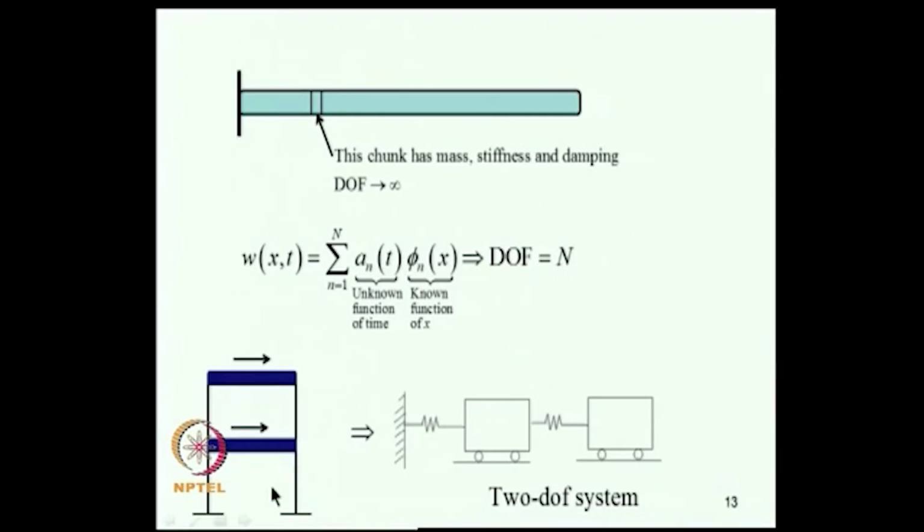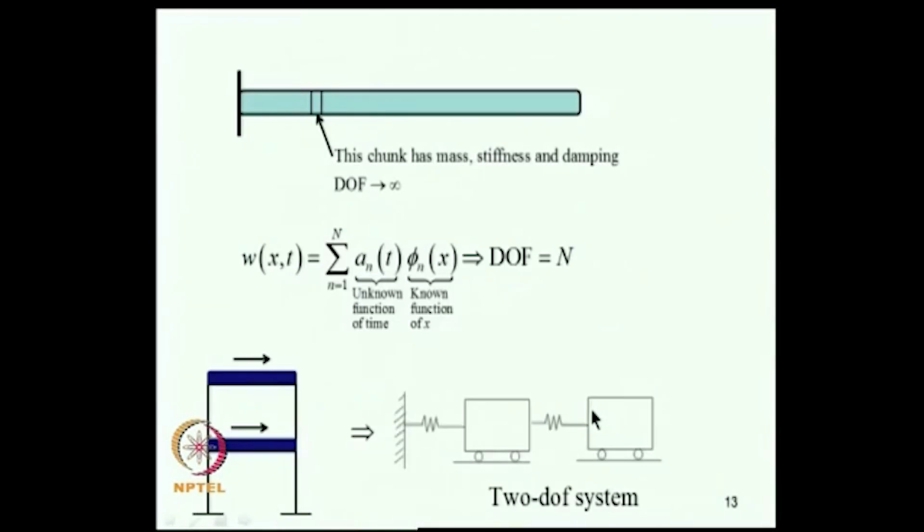Now, if you take a 2-story building frame, and if you assume that the mass of the slabs is very large compared to the mass of the columns, and they are infinitely rigid in their own plane, we can approximate the behavior of this system through a 2 degree of freedom model shown here.